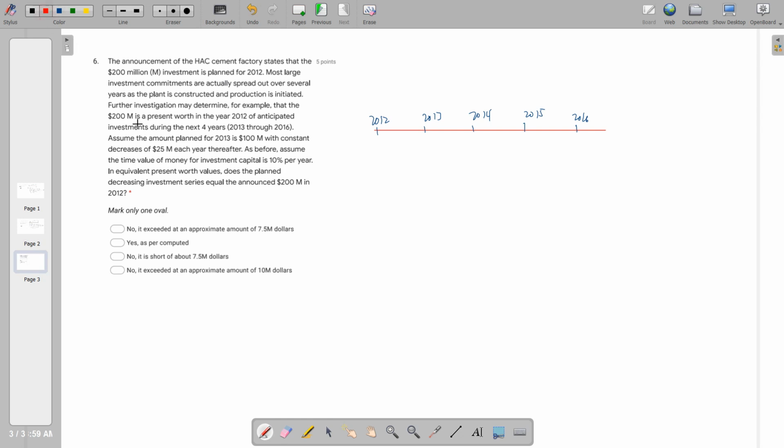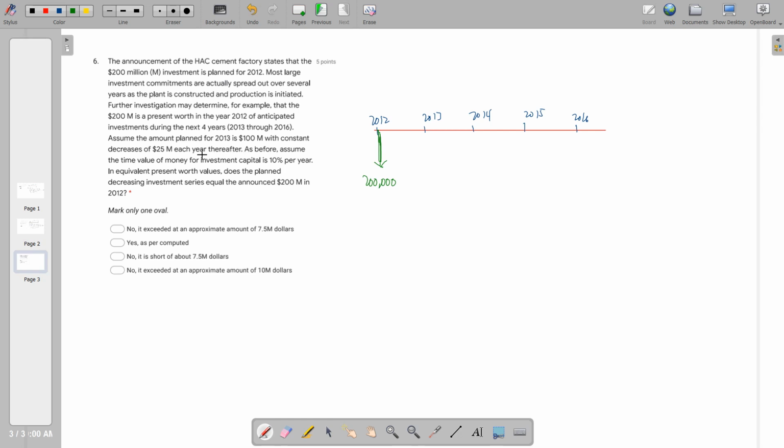So the announcement of the HAC company is that there will be $200 million investment. So we will have a $200 million investment. That is an investment, so basically that is a cash outflow from the perspective of the company. Say this is $200 million.